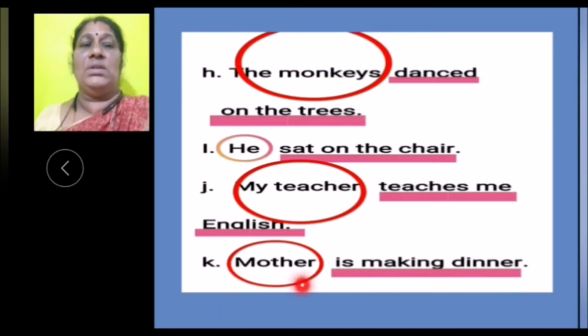K. Mother is making dinner. Who is making dinner? Mother is making dinner. So, mother is the subject. Is making dinner is the predicate.